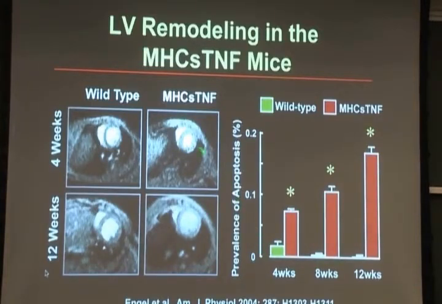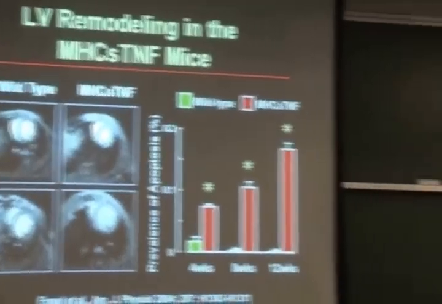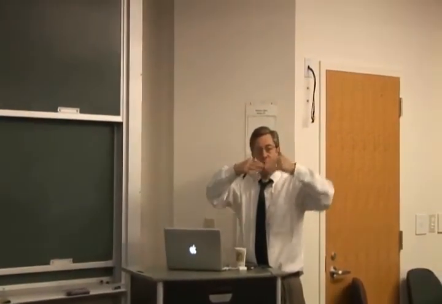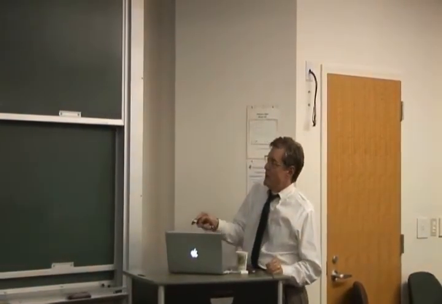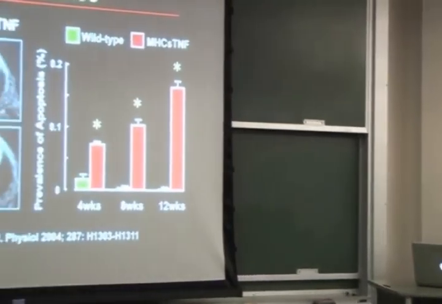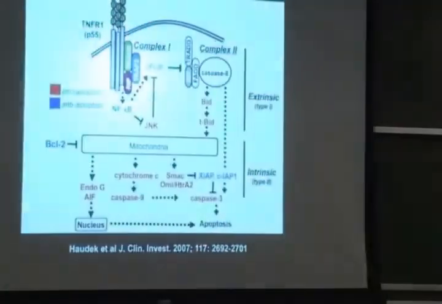And again, this is the model that we're using. And the interesting thing here was that when we looked at apoptosis with a fairly specific technique called the ligase technique, you can see that there was a lot of apoptosis in the mice at 4 weeks. But the interesting thing was that the apoptosis actually increased from 4 to 12 weeks of age. Now, if you think about it, you're expressing a transgene at a constant level. So it's not that the TNF is becoming more. The question is why then would the prevalence of apoptosis increase in these mice? So we kind of set out to understand this.